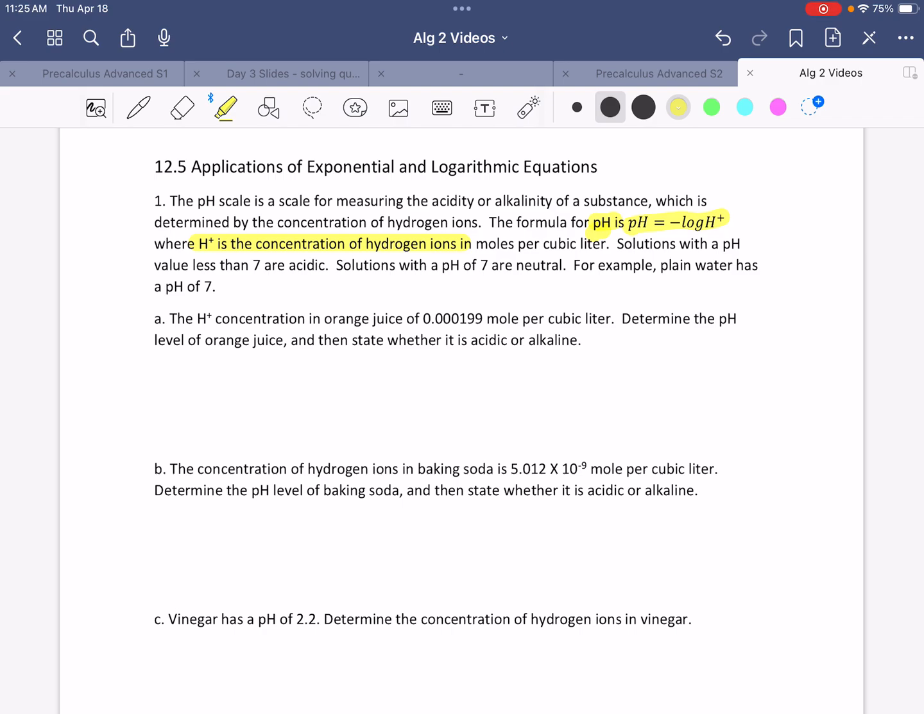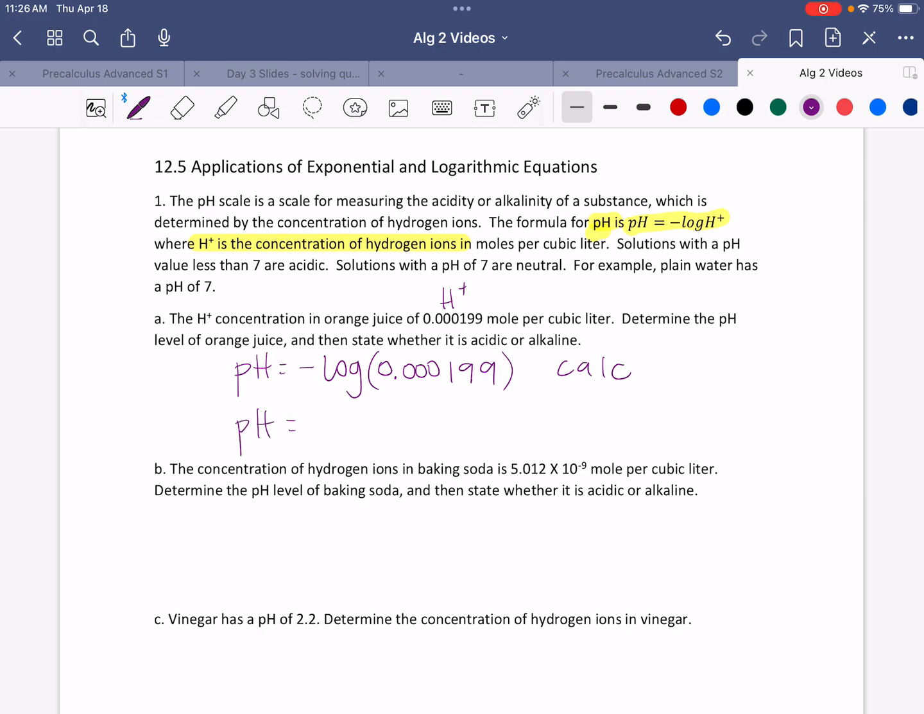So, A says that the hydrogen concentration in orange juice is 0.000199 mole per cubic liter. Determine the pH. Okay, so it just wants us to use the equation. It's giving us a value to plug in for H+. So to find the pH, negative log of this decimal. The part I'm solving for is already isolated, so this is just plug it into your calculator, see what we get.